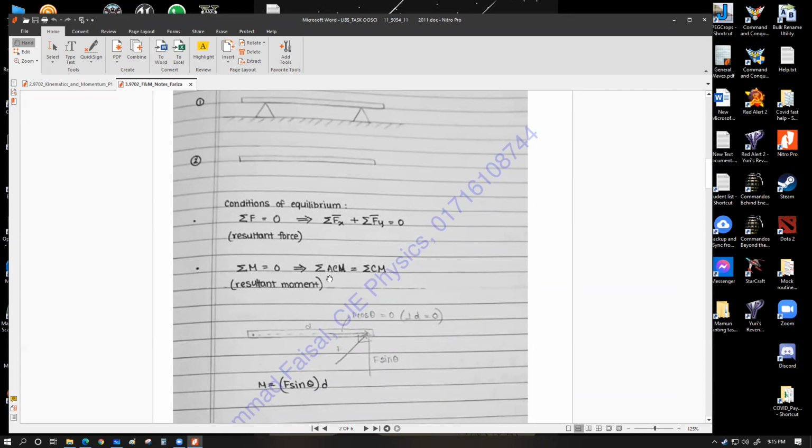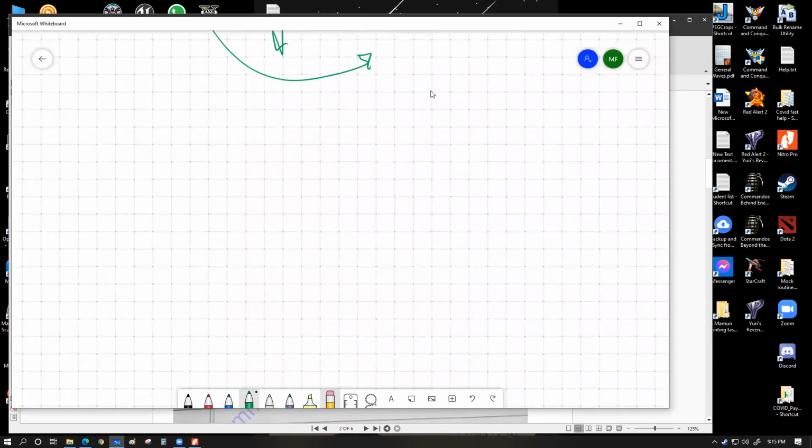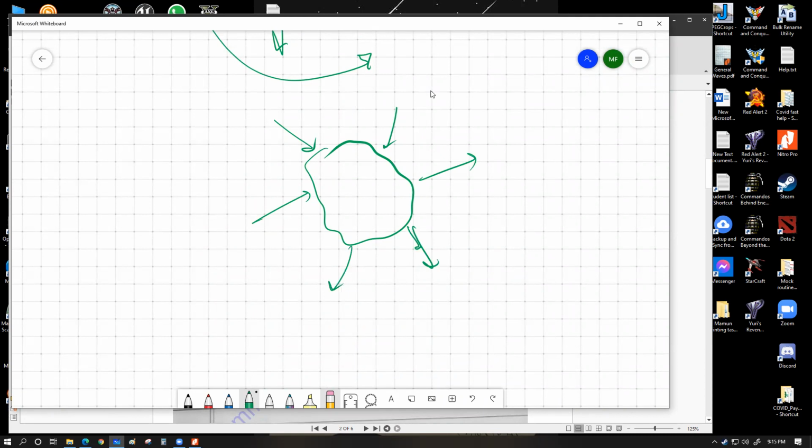What I mean is that if we have an object over here that is subjected to multiple different forces, let's say F1, F2, F3, and so on, and the question tells you that the object is at equilibrium.